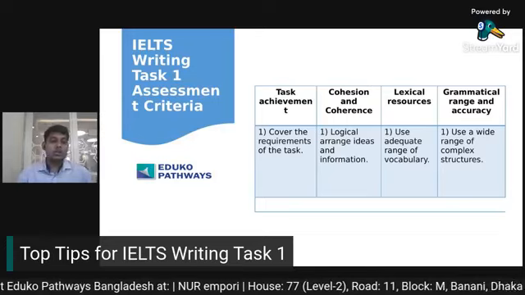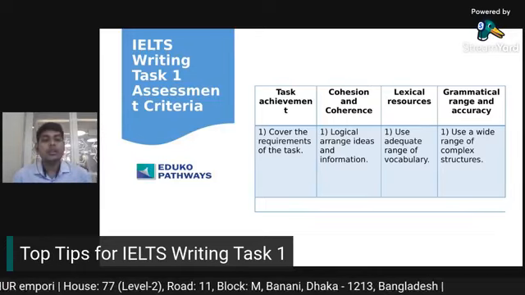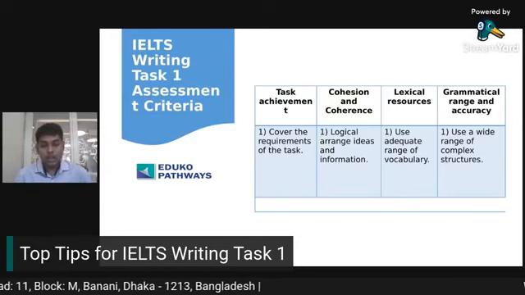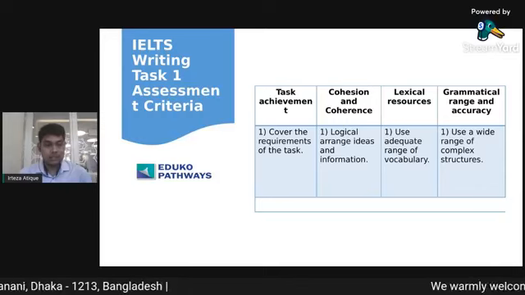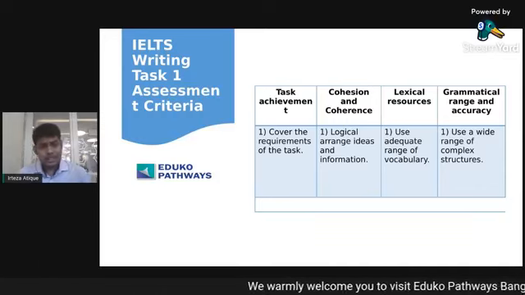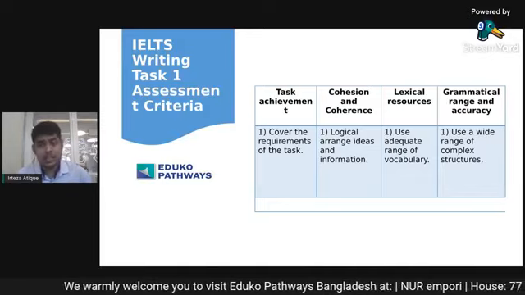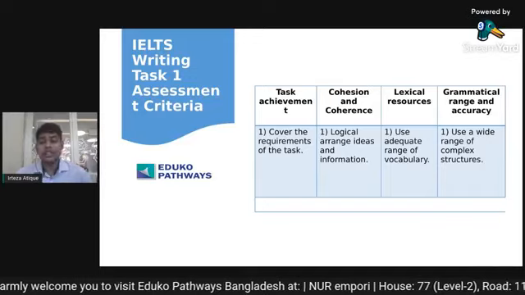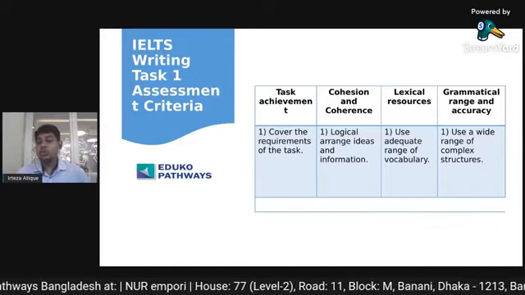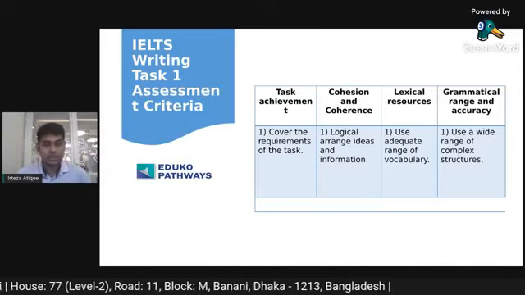Okay. So before going into the commandments, I want to discuss the task assessment criteria. There are 4 criteria that you need to be careful about. The 4 criteria are task achievement, cohesion and coherence, lexical resource, and grammatical range and accuracy. Remember, your marks are divided into 4 sections. These 4 sections each carry 25% of the mark.